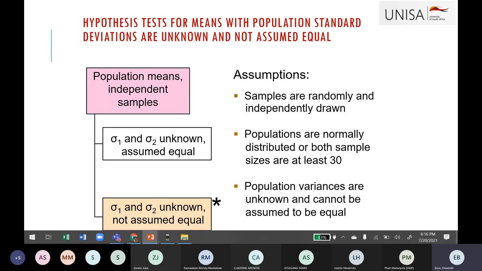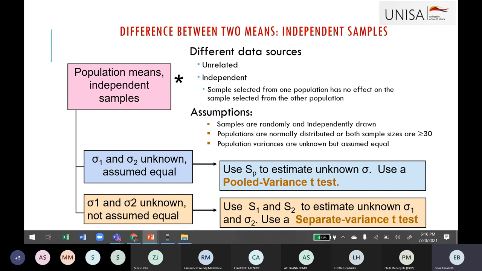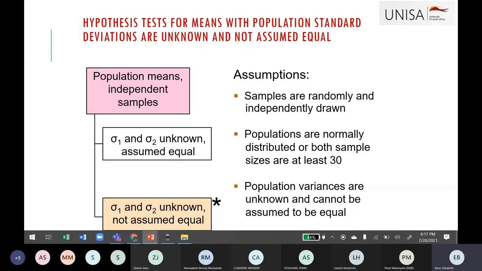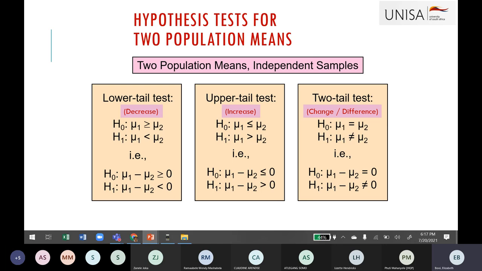The other thing that you need to know is that when you do independent samples, there are certain assumptions that need to be met as well. For the equal variances, the assumptions are that the sample needs to be randomly selected and independently drawn. The population needs to be normally distributed with a sample size of more than 30. And the population variance needs to be unknown. This is for the independent groups where the variances are assumed to be equal. For those that are assumed to be not equal, the only difference is that the population variances are assumed not to be equal. That's the only difference between the two. When we do hypothesis testing, remember the first step of everything: we need to state the null hypothesis and the alternative hypothesis.